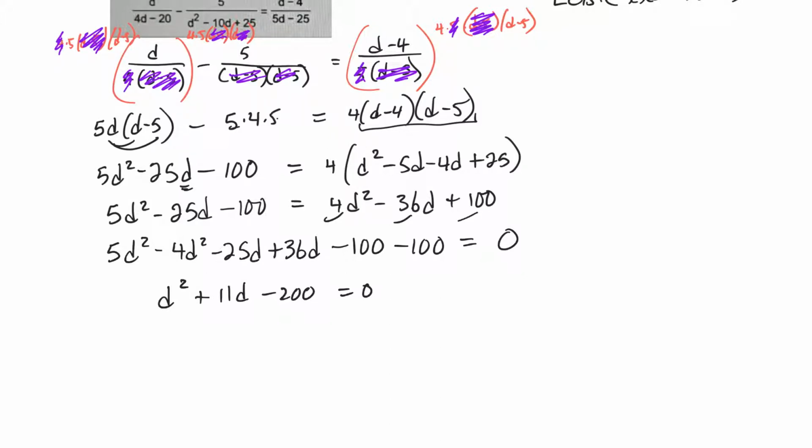Okay, so now I have to find two numbers that multiply to negative 200. Did I get my signs there right? I think I have my signs right. Oh, I made a mistake back here. You might have noticed it. So this was, let me get a different color here.